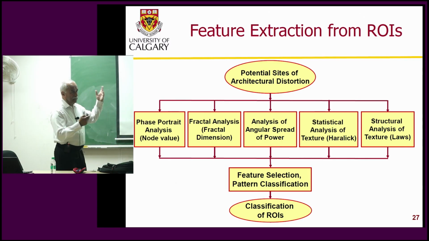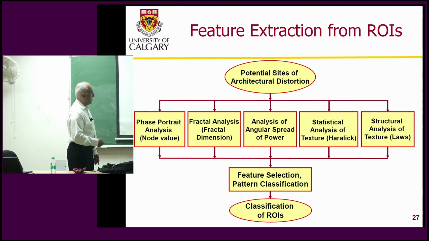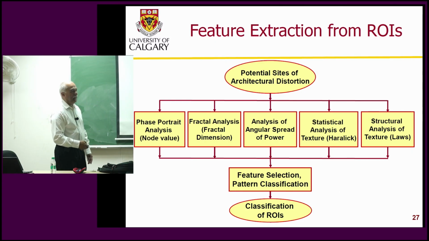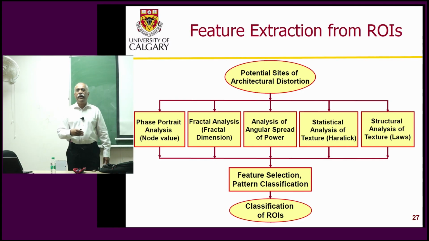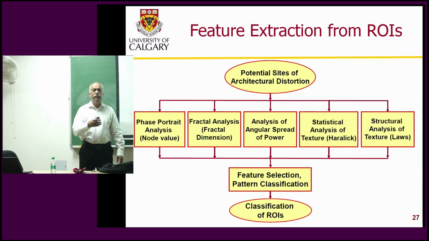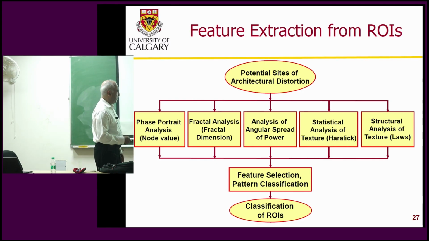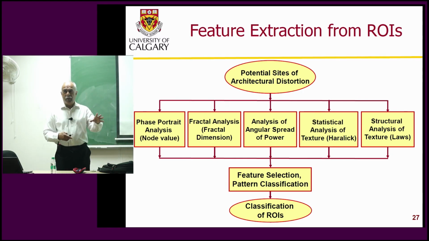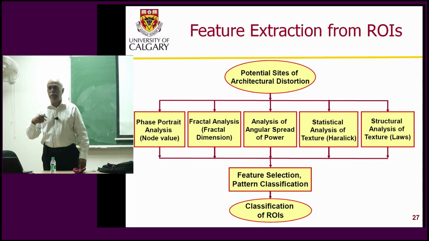So we got a number of features, 80 or so per window, or ROI. And then put them through feature selection, pattern classification, different feature selection and pattern classification methods, different training procedures, classify them as true positive architectural distortion or false positive and throw them away.